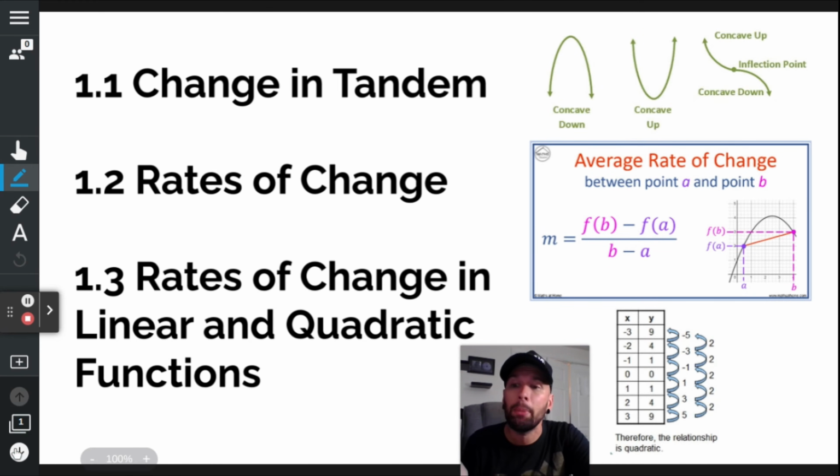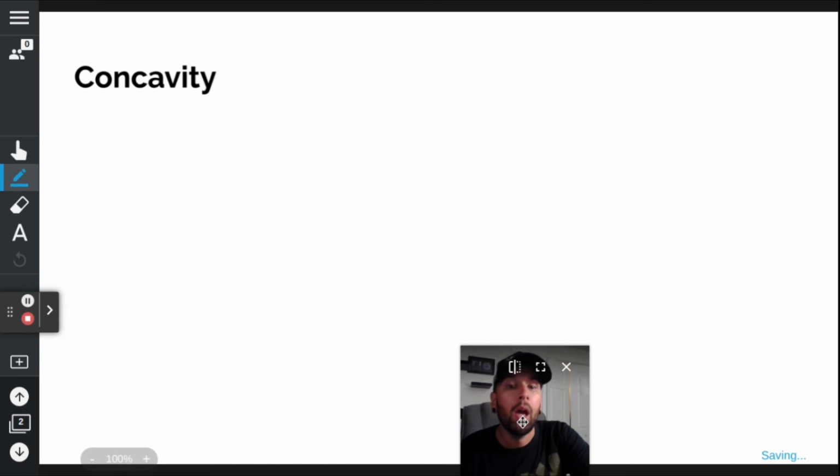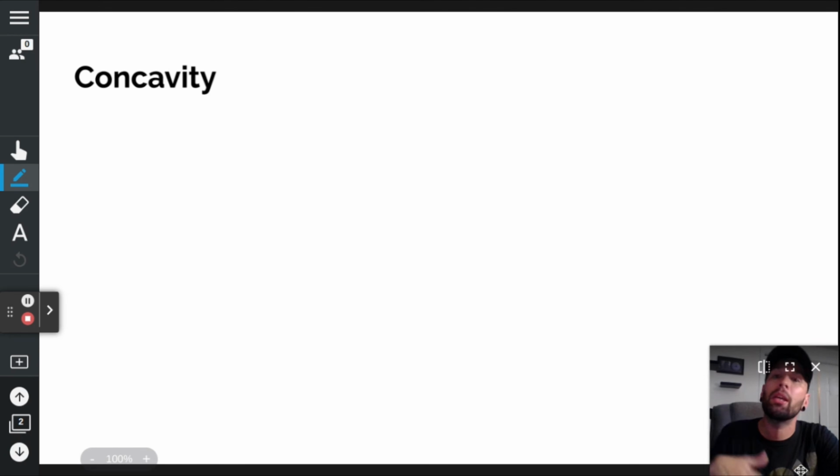Again, this is an AP Calculus concept, and this is following the AP standards found on College Board. If you have an AP class, your teacher is going in this order. The first thing we're going to talk about is concavity.